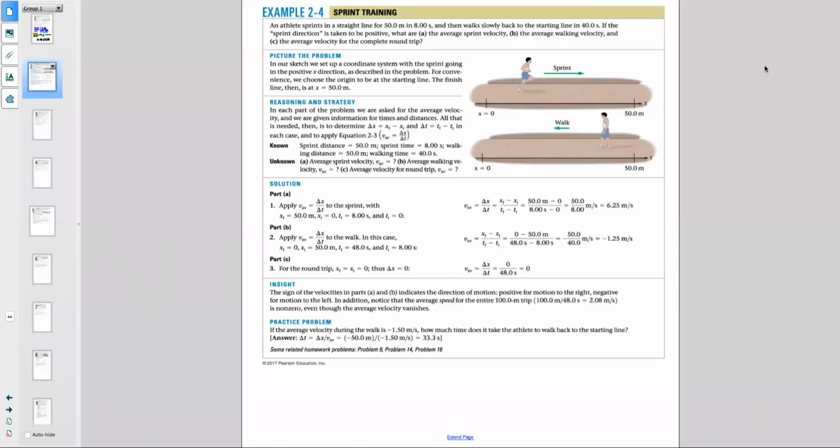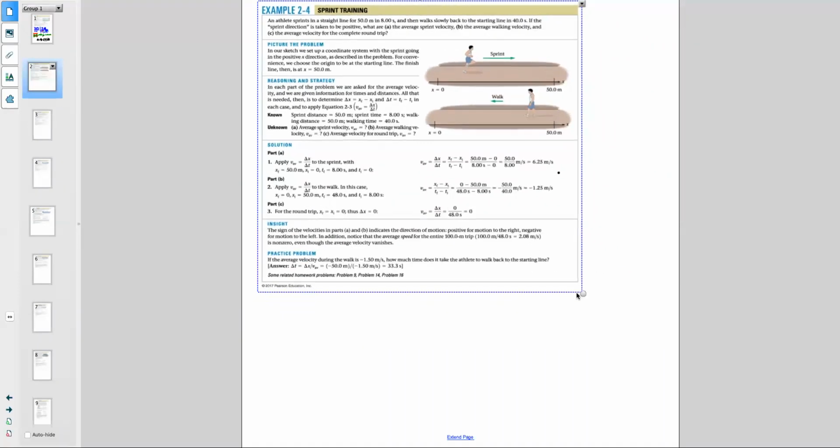Okay, this is a very, very important example. So let's take a look at this. Pause the video, read the problem first. Okay, now when you're reading this problem, write down everything that you have. So let's see what we have here. Let me make this a little bit smaller. All right, now let's see what we have.